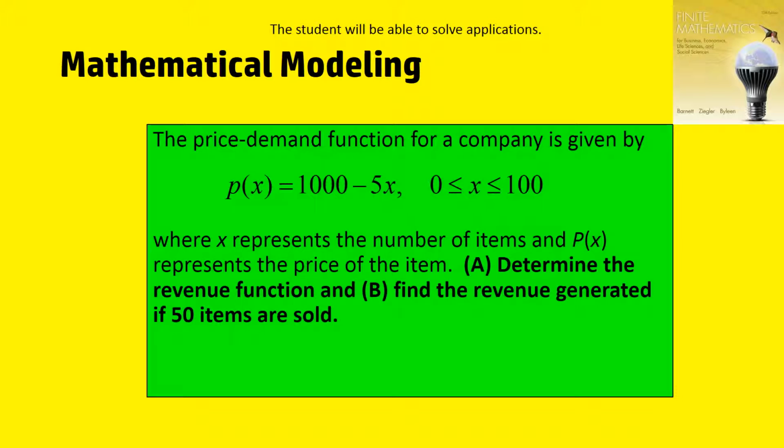Mathematical modeling. The price demand function for a company is given by P of x, price is a function of x, equals 1000 minus 5x for x between 0 and 100 inclusive, where x represents the number of units produced and sold, which is what x always is, and P of x represents the price of the item.